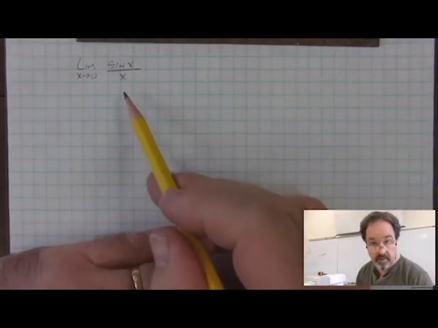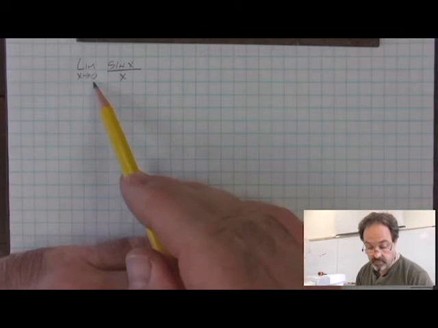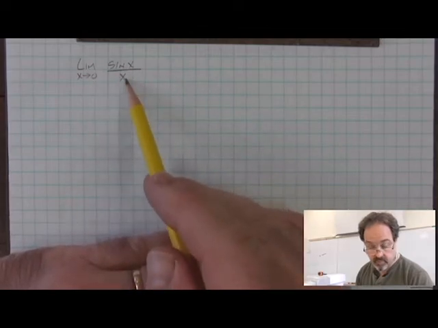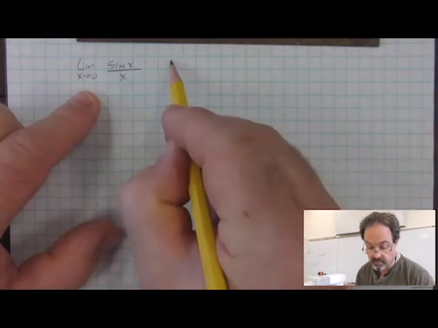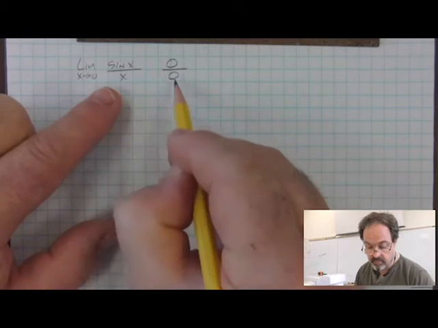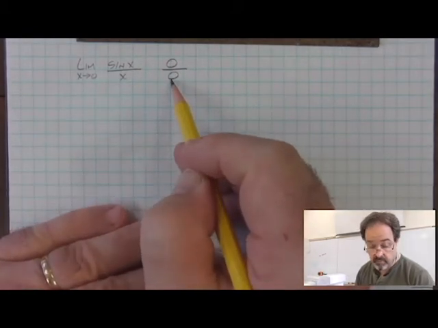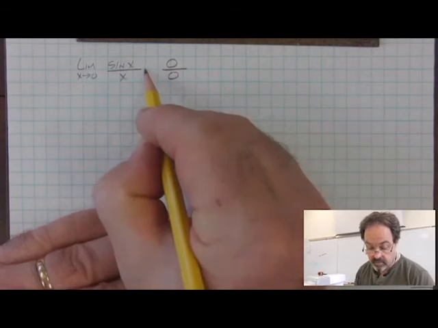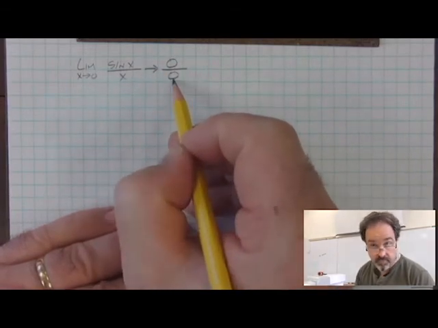This is a finite limit. I'm going to attempt it by substituting in the value that's being approached into the expression. When I do, the sine of 0 is 0, and we're dividing by 0. This is not the limit, 0 over 0. So I can't say that it's equal. I'm going to say it's approaching the form 0 over 0.